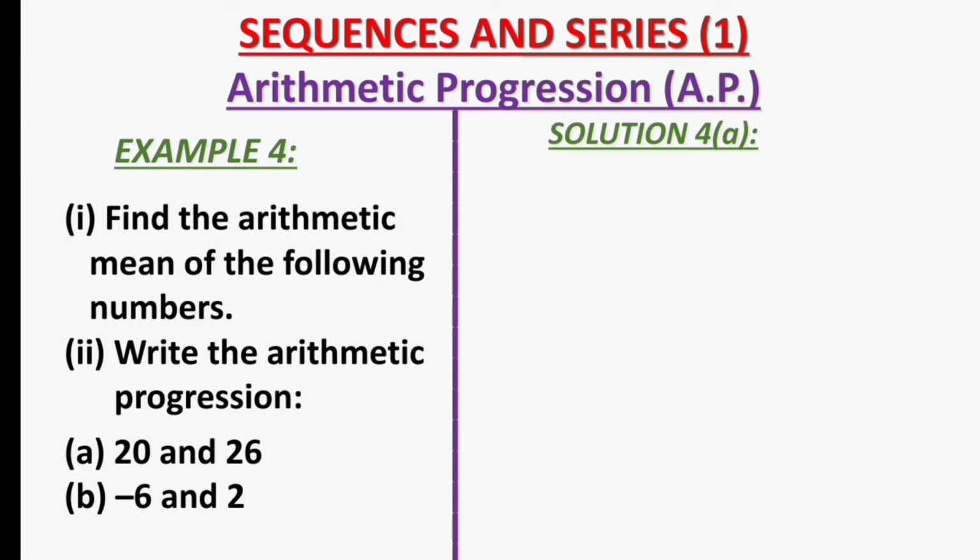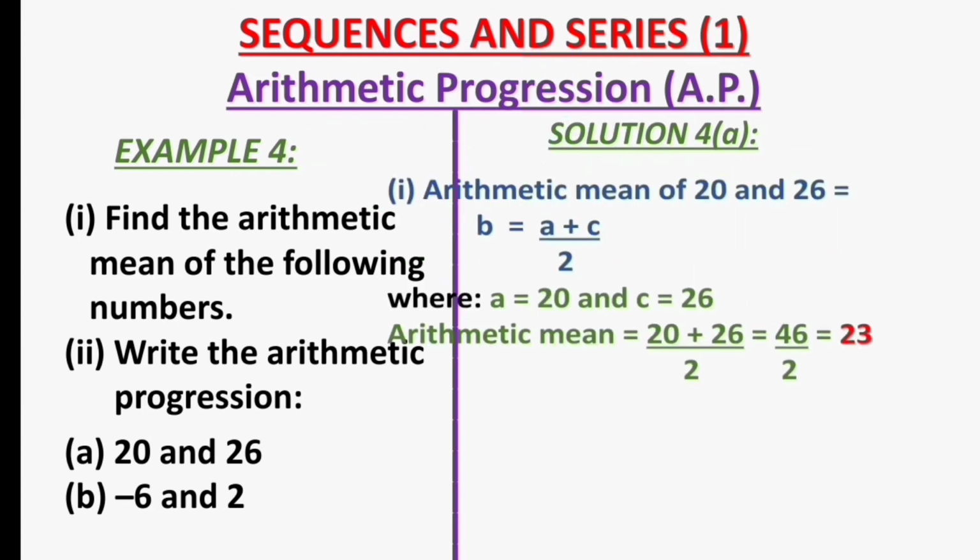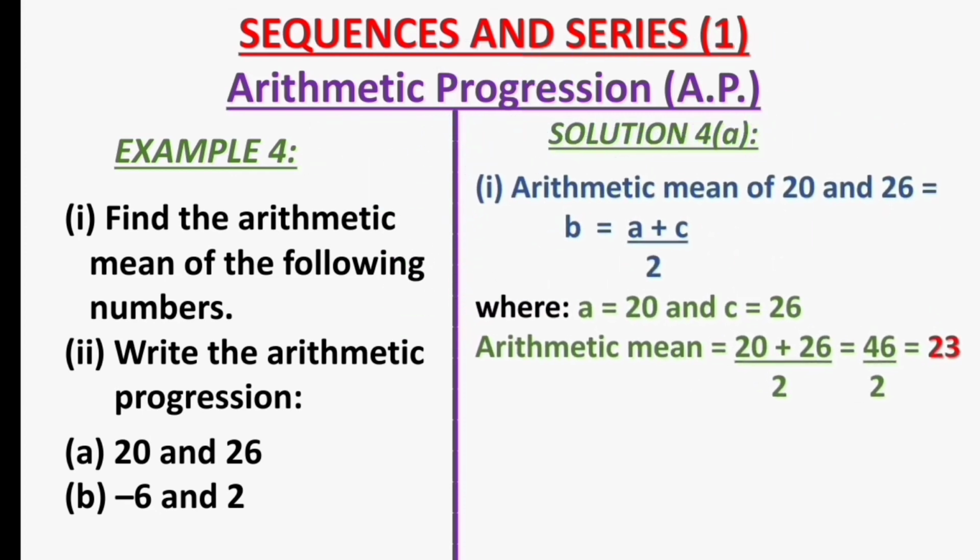Let's see the solution to example 4a. But before we do that, can you still remember the formula for arithmetic mean? Let's see if you can. The formula for arithmetic mean is b is equal to a plus c divided by 2. I hope you got that right.